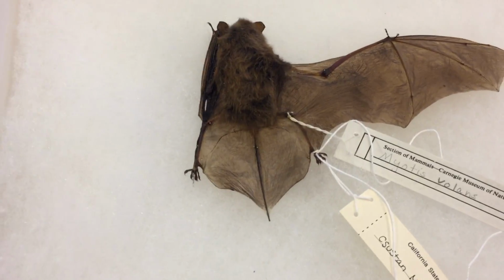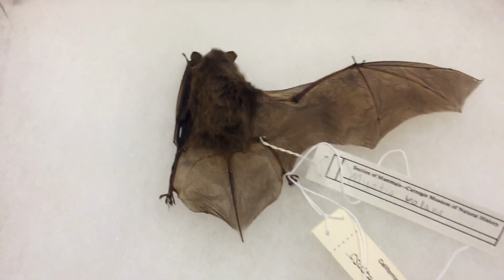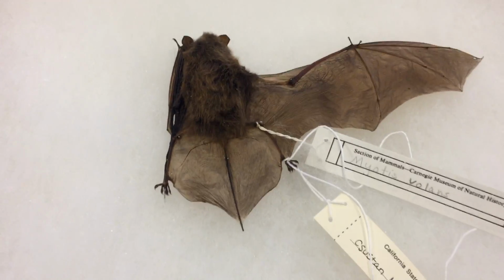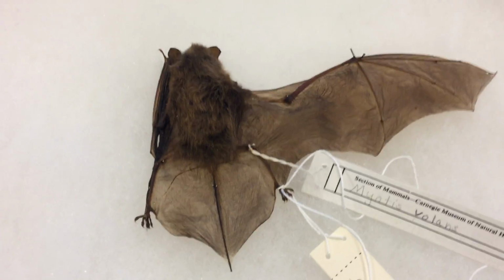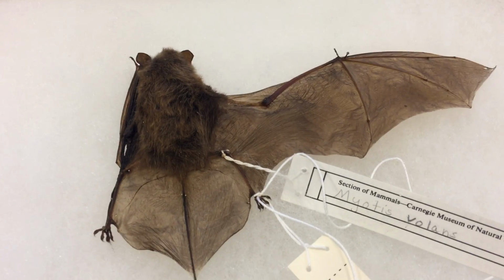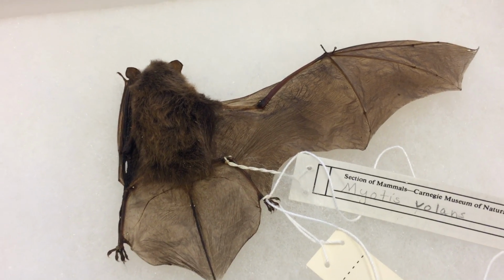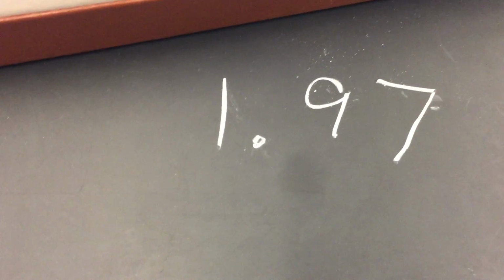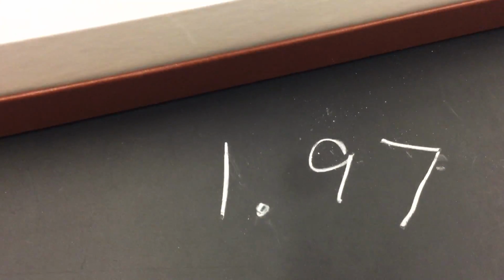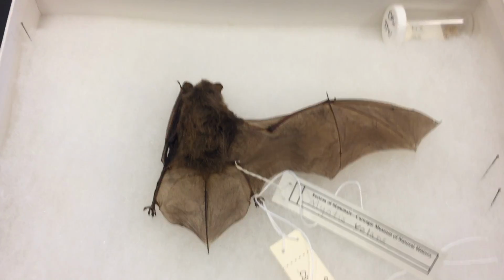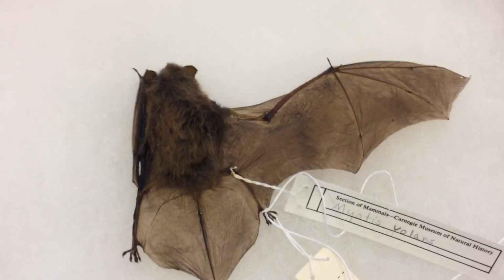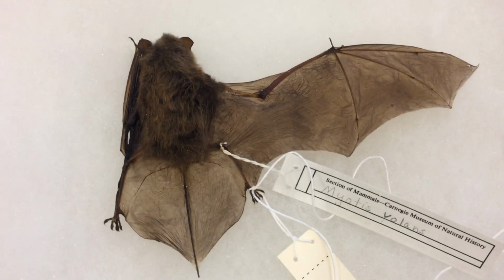And another Myotis here. This is Myotis volans, which we also looked at. And this one is the lowest of them all, 1.97. So you can see that the aspect ratio varies a great deal.